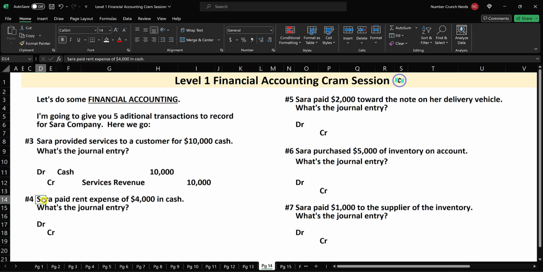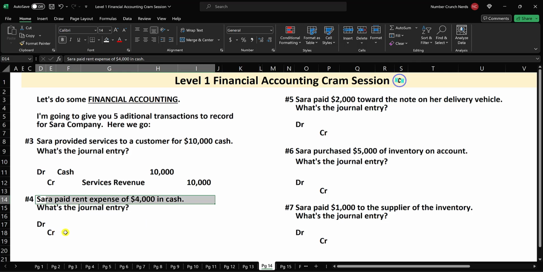Next entry. Sarah paid rent expense of $4,000 in cash. So what are the two sides? One is that she incurred an expense called rent from renting a facility. The other side is that she paid for it with cash. What did she get? She got to rent a building or some kind of facility. She incurred rent expense for that. What did she give? She gave cash.